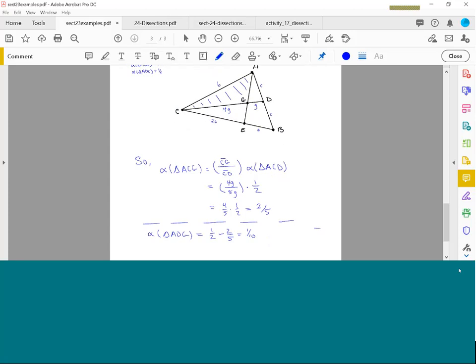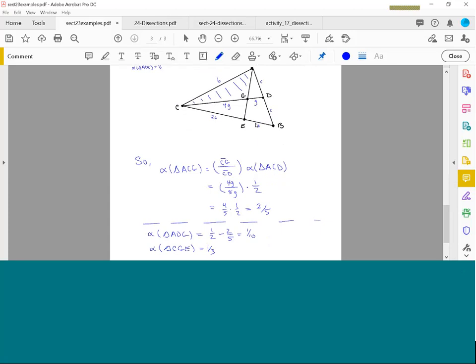You could do a similar analysis, which I'm not going to go through right now, and find that lower piece of triangle C, G, and E. Turns out this guy is 1/3, but in order to get that, you would have to go ahead and find the length of A to G and E to G by using Menelaus' theorem again.